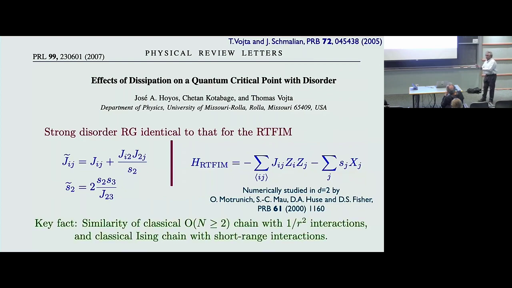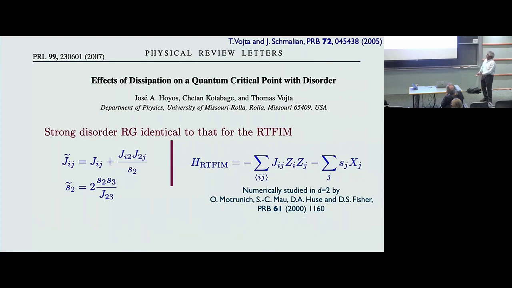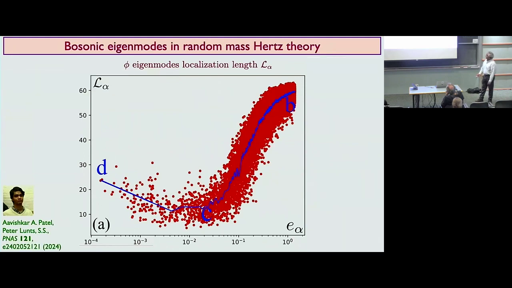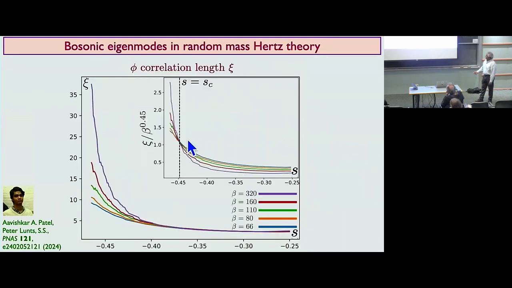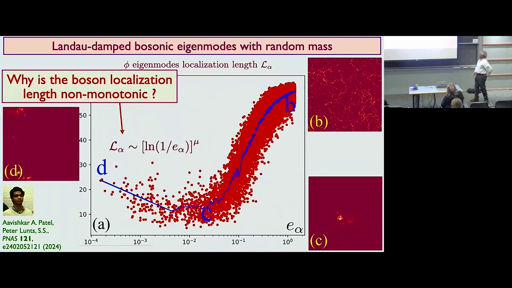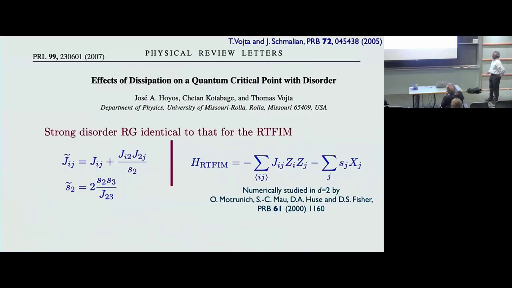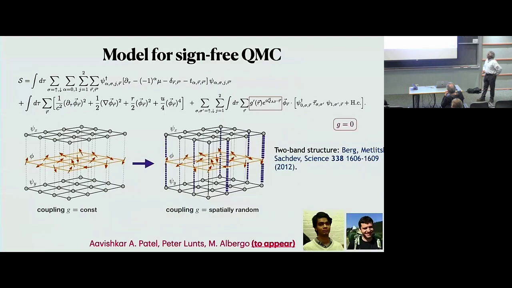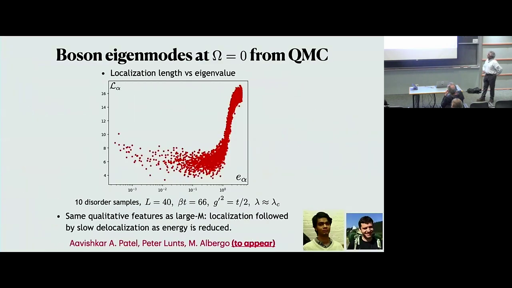And so the quantum critical point, ultimately, if you ask what is this universality class, which is this critical point, we believe it's the random transverse Ising model. All right. So that's one of the important results here. I mean, again, it's not a new result. This was already there in Hoyos et al. We have now shown some further evidence for this.